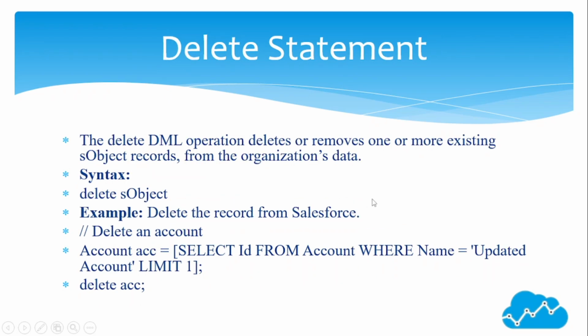Delete statement. The delete DML operation deletes or removes one or more existing sObject records from the organization's data. Syntax: delete sObject. Example: delete the record from Salesforce. So how are we going to delete? Account acc = select Id from Account where Name = 'Updated Account' limit 1. If this name is found in the Account object, then we delete it by delete acc, this variable. It's holding the data, then we are going to delete.